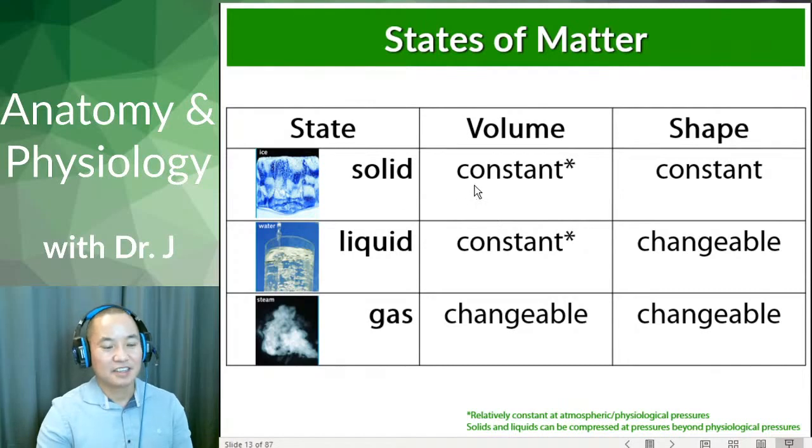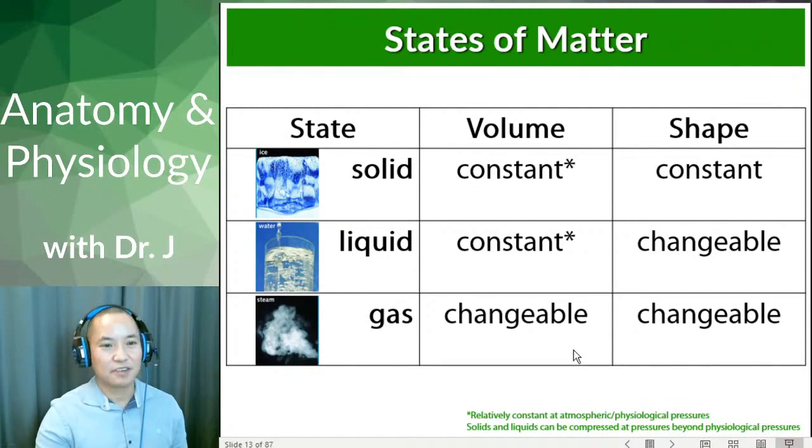Solid: the volume and shape are held and relatively constant at atmospheric conditions, in other words, just our everyday environment here, and physiological conditions, so inside your body. Liquids in your body are relatively constant in volume, but if you pour them from one container to another, they take the shape of the container. That's what is meant by changeable.